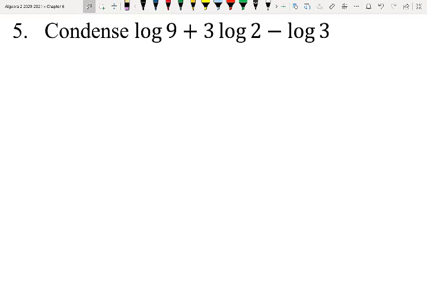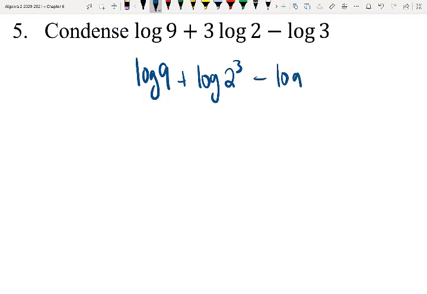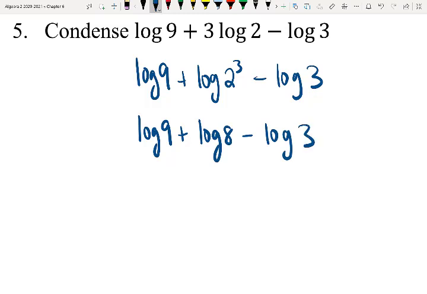When I'm condensing, I look at individual terms first, and I try to condense them down within each individual log. So my common log of 9, that's not anything I can do. With my middle term, I can bring that 3 back in as an exponent. So log of 9 plus log of 2 cubed minus log of 3. I can just rewrite that real quick: 2 to the 3rd power is 8. That's all I'm doing for this process here.